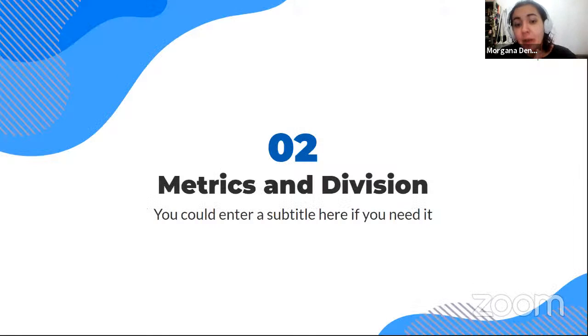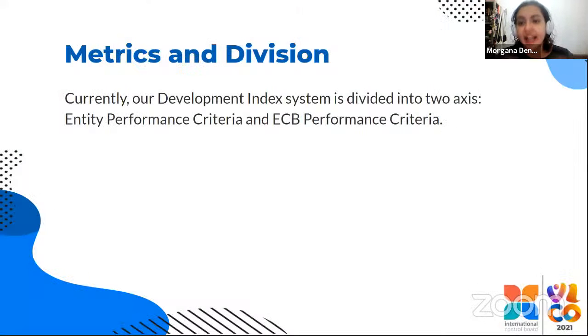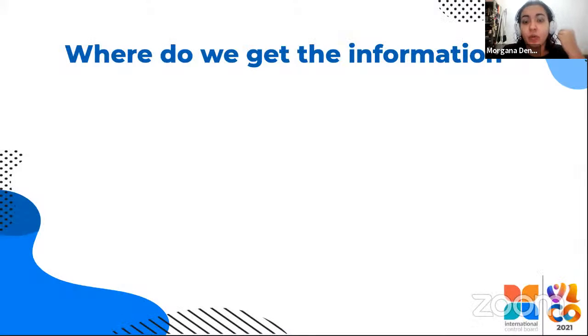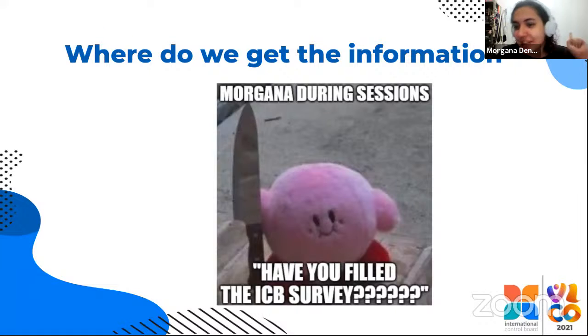Now we are going to talk about the metrics and the visions. Currently, the DI, as I said before, is divided into 2 axes, the entity performance criteria and the ECB performance criteria. As I said before as well, where do we get this information? That was me, during the whole conference, having you fill the ICB survey. Why? Because the majority of the information that we get for the ECB performance is taken from the ICB survey. If you don't fill the survey, we don't have this information, so you can help. That's why I was annoying you so much.